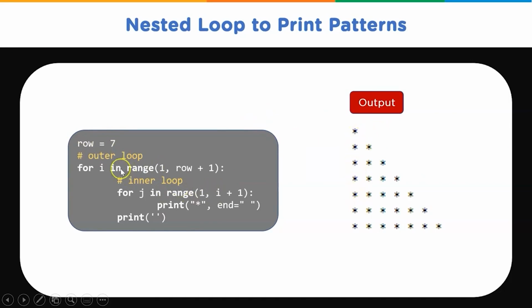Hence we have defined it as row equal to 7. Now the outer for loop ensures we have a total of 7 rows. So we have defined a range from 1 to row plus 1, that is 8. Now the inner loop is the total number of columns in each row. So for each iteration of the outer loop, the columns count gets incremented by 1.